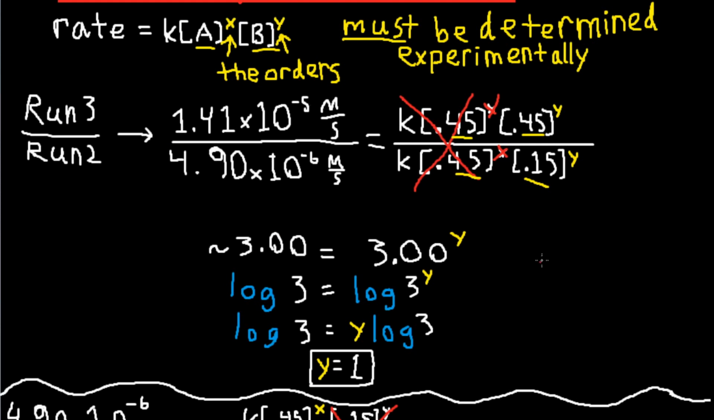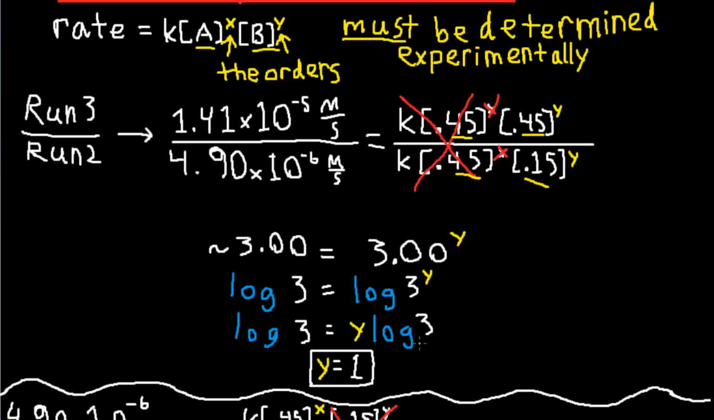Now we could just look at this and say, oh, of course, Y is 1, but what my chemistry teacher told my class to do was to find it the proper way, which is log of 3 equals log of 3 to the Y, then log of 3 to the Y is equal to Y times log 3.